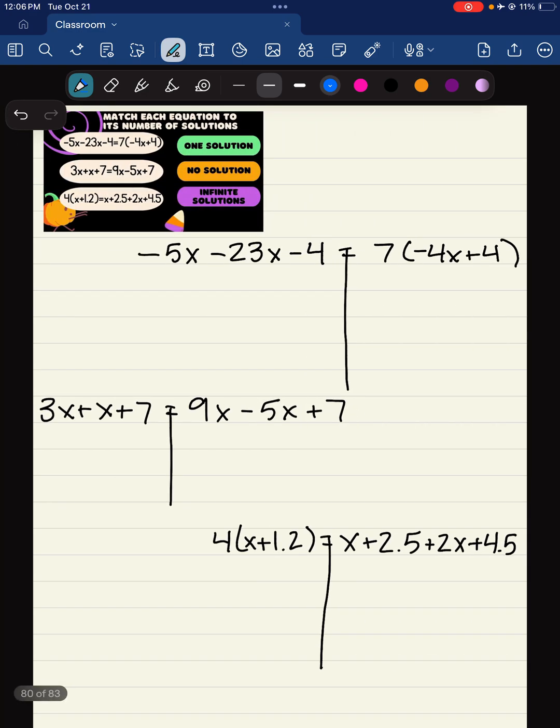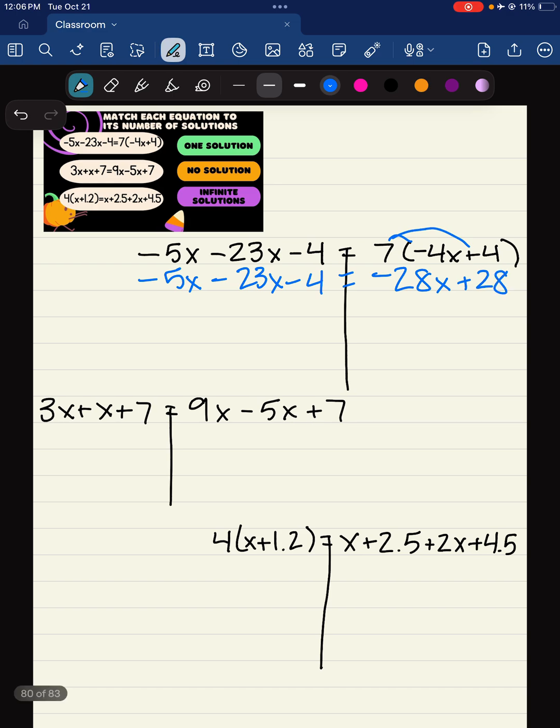All right, next question. We are going to match each of these equations to its number of solutions. So I'm just going to go ahead and solve them for you. So this is the very first one. Negative 5x minus 23x minus 4 equals 7 times the quantity of negative 4x plus 4. So first thing, do I see parentheses? Yes, I see parentheses. So we are going to distribute. So everything else drops down. So I have negative 5x minus 23x minus 4 equals negative 28x plus 28.